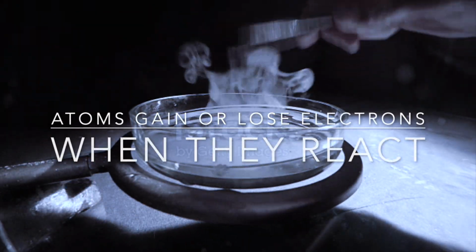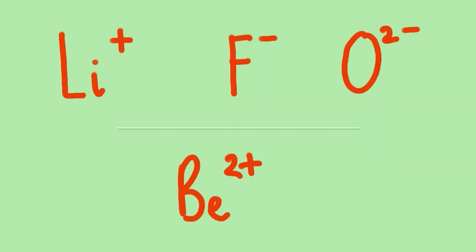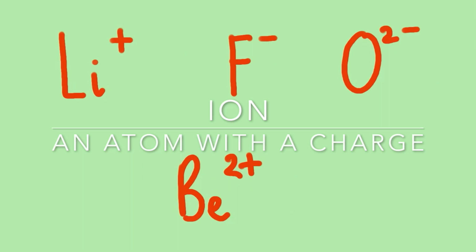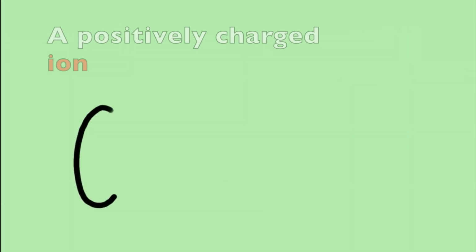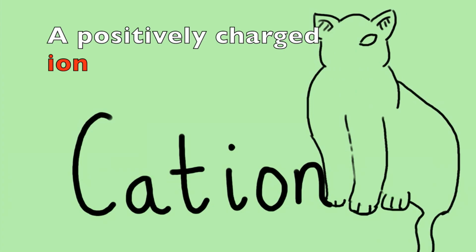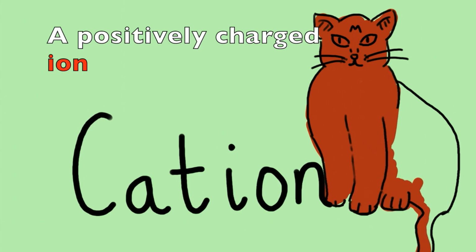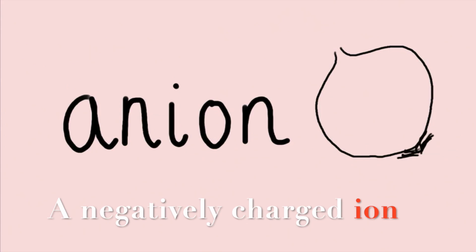Atoms gain or lose electrons when they react, and in some cases form ions, which are atoms with a charge. You need to remember that a positive ion is known as a cation. You can remember this by thinking of cats. Cats are positive, we like cats, so cation. On the other hand, an anion is a negative ion, sounds a bit like onion.